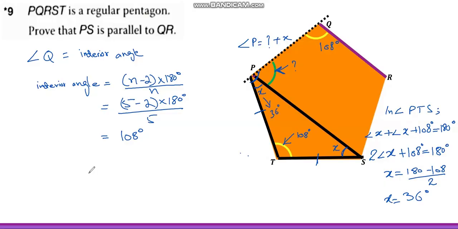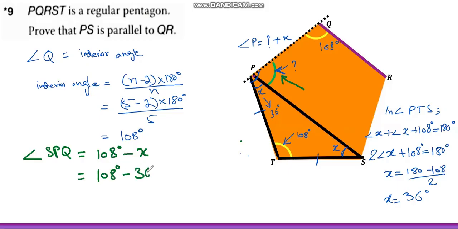Now to find the size of angle at P, which is shown with a green color. So this angle can be called angle SPQ. And this angle is basically the difference of the interior angle, which is 108 degrees, and the size of x. X is just found, which is 36 degrees. So we can write 108 minus 36 degrees, and that will be 72 degrees.